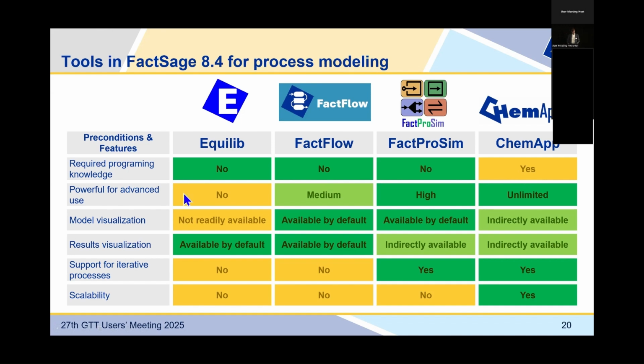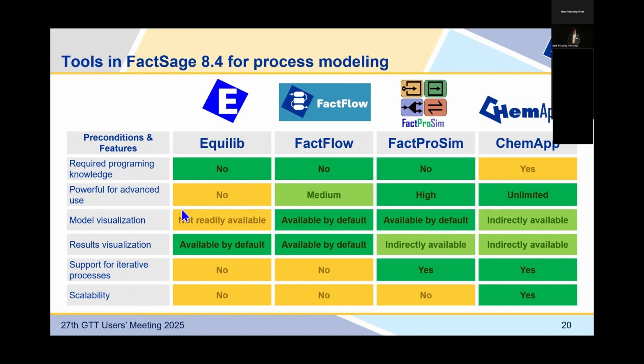Powerful for advanced use. With Equilib you can do quite advanced things, but if you really think about process modeling, then Equilib is not the right tool. You will have limitations that you will notice. FactFlow, if you want a process flow sheet, great, but real process modeling, advanced use, requires you to also think about heat and mass transport and reaction kinetics, and then you should either go to FactProSim, which would give you quite a number of different options and possibilities, or if you want to have all options and possibilities, then you should go to ChemApp for Python.